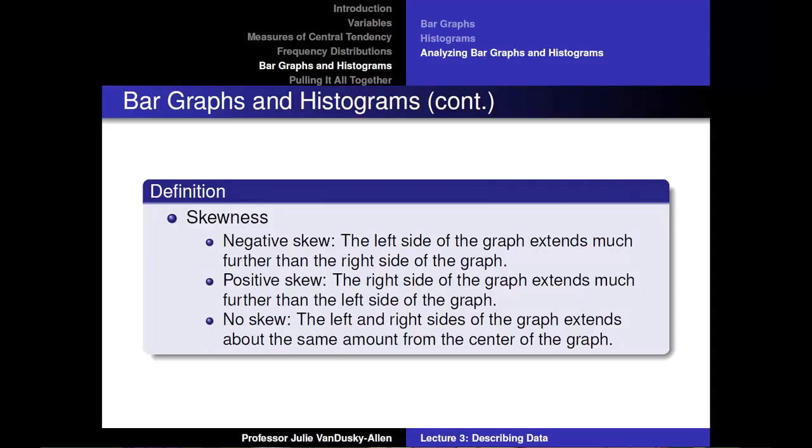The next characteristic of a bar graph or histogram that you have to describe is skewness. If a bar graph or histogram has a negative skew, the left side of the graph extends much further than the right side of the graph. If it has a positive skew, the right side of the graph extends much further than the left side of the graph. If there is no skew, the left and right sides of the graph extend about the same amount from the center of the graph.